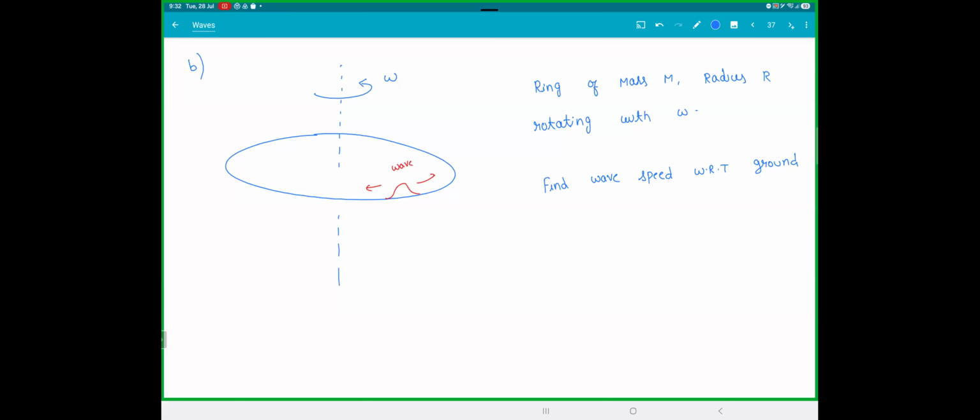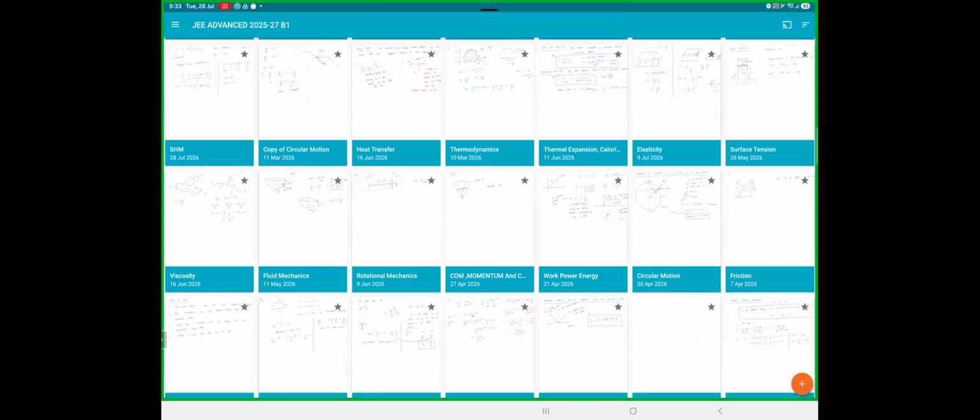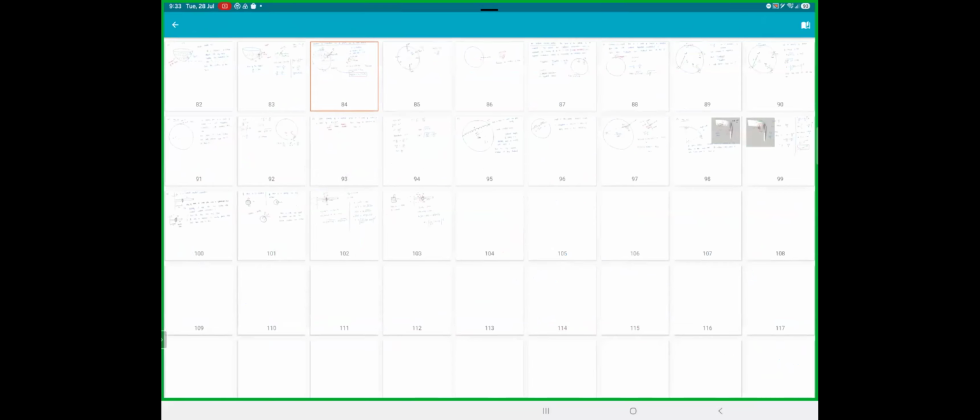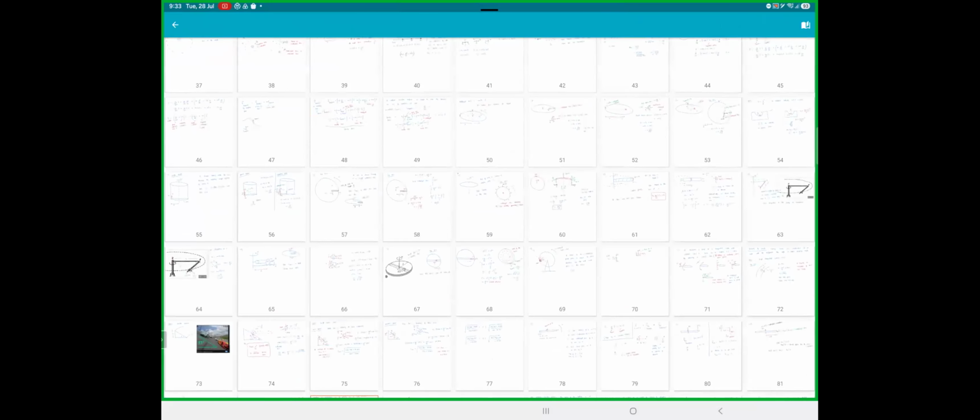This first time it came in circular motion. Then you saw this in elasticity. Then you saw this thing in surface tension. You saw this thing at multiple places, and you should not forget this. This is the question, if you guys remember.